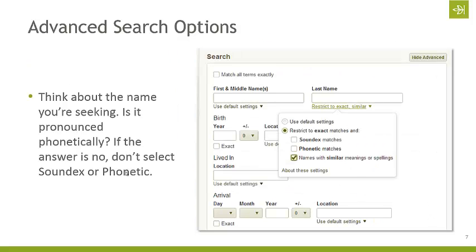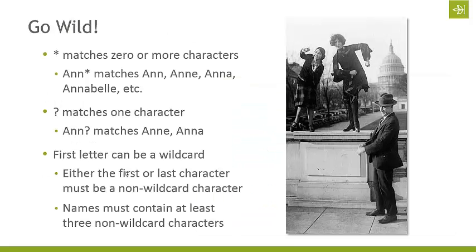The use default settings for surnames works very similar to what you'd find in the first and middle name. But you want to think about the name that you're searching for. Is it pronounced the way that it's spelled phonetically? If you look at it and think, Pat and Vanna, I kind of like to buy a vowel, it's probably not going to be a good name for using Soundex or phonetic matches. So in those cases, what I would usually do is try to do an exact search and look for names with similar meanings or spellings, maybe even use wildcards.